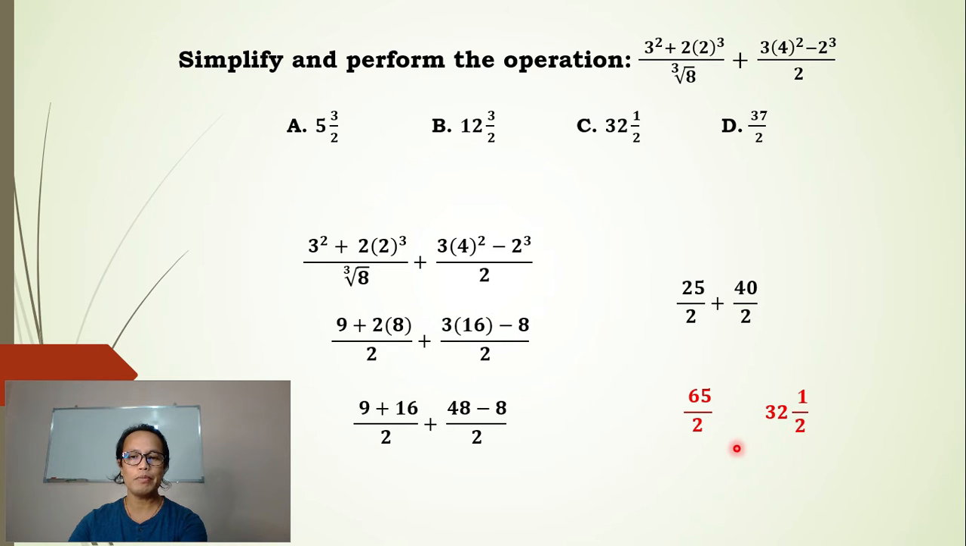So we just simply divide 65 divided by 2, that is 32 with a remainder 1. So this is our remainder, so we have here the denominator 2. So therefore, the answer is 32 and 1 half. So our correct answer is letter C.